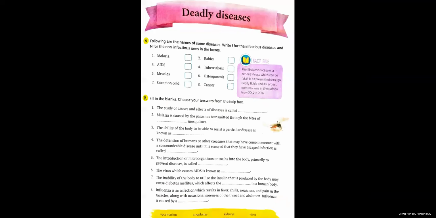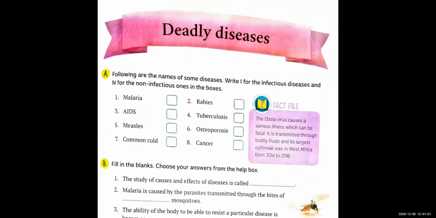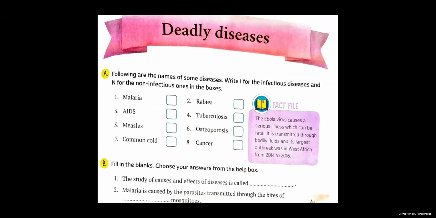So this is page number 2, and let's move to page number 9. Deadly diseases. So children, in your GK notebook, you have to do only question number 1, which I have shown you, and I will be sharing it on the school app as well, right? This you have to do only in the GK book. Okay, so deadly diseases. Following are the names of some diseases. I for infectious diseases and N for non-infectious ones in the boxes.